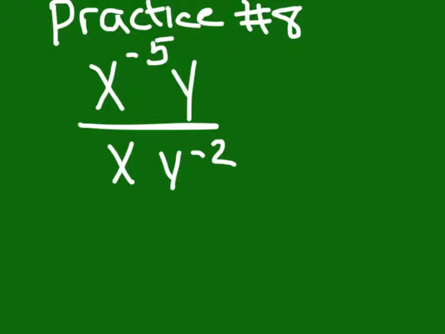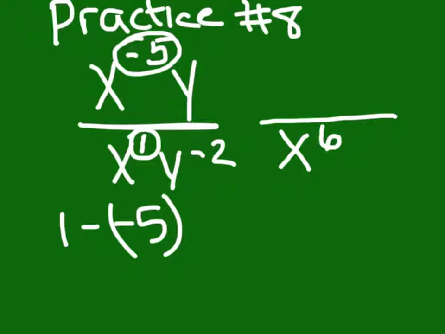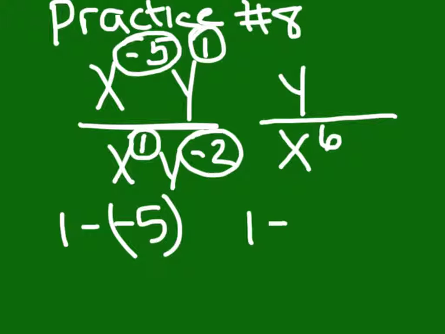So for this one we have x to the -5 times y over x times y to the -2. So we have x to the first on the bottom and x to the -5th on top. Which one's bigger, 1 or -5? 1. So my x is going to stay on the bottom. What's 1 minus -5? 6. Okay, so we have y to the first over y to the -2. Which one's bigger, 1 or -2? 1. So my y is going to go on top. And what's 1 minus -2? 3. So we have y cubed over x to the 6th.